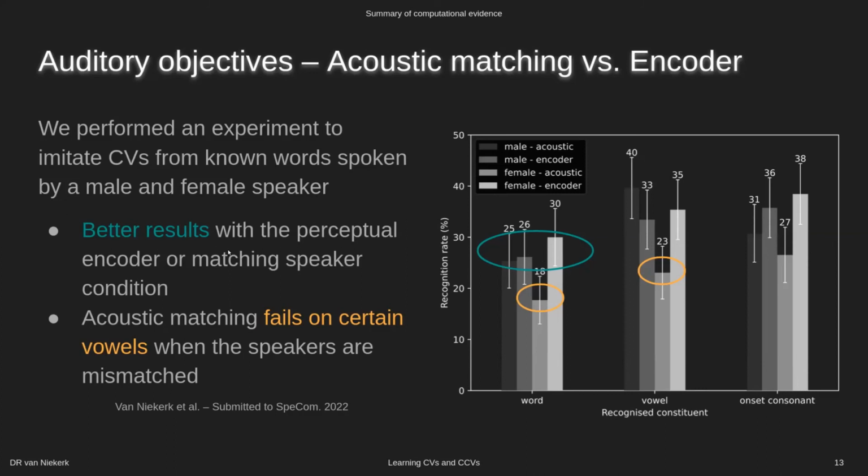So what we see on the right-hand side is that we get better results if we have a speaker that produces a sound that we're trying to imitate that's a male speaker, or if we use the perceptual encoder. But if we have a female speaker, if we use the perceptual encoder, the recognition rate is still comparable, but it drops significantly if we use the acoustic matching as the auditory objective. And if we delve into the results there, we can see that certain types of vowels basically fail in the optimization process with the acoustic objective.